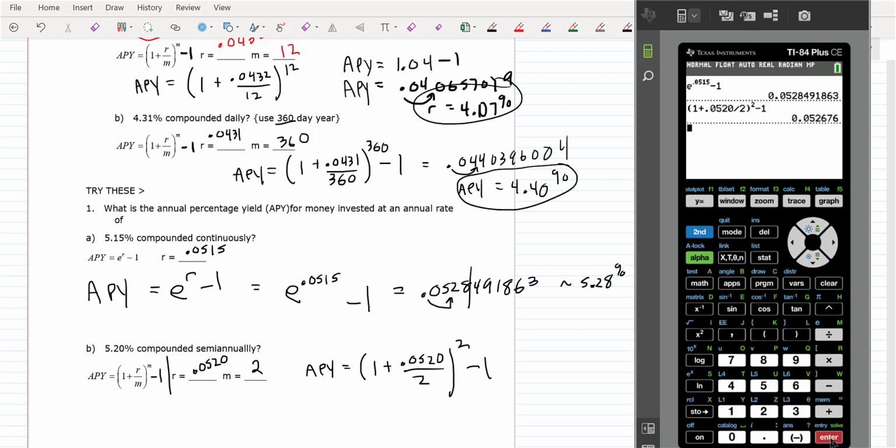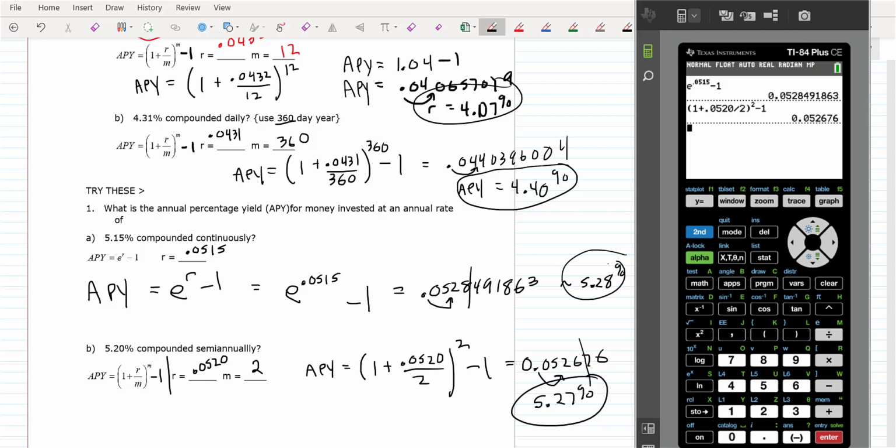That'll give you a decimal. So that should give 0.052676. Move the decimal to the right 2. So I'm going to round that to 5.27%. So which one's the better deal, the first one or the second one? The first one's a little better. Yeah, it's not a big difference, but it is somewhat of a difference.